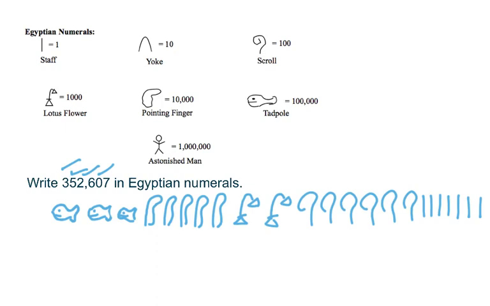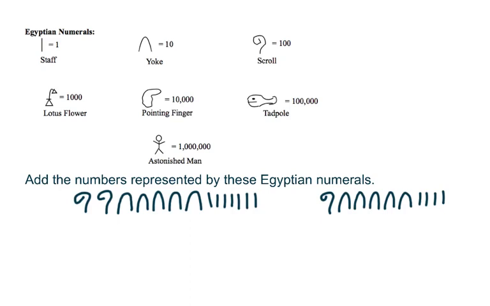I wonder what it would have been like to be a student in school in ancient Egypt and learning to do mathematics with these different symbols. What if, for example, you wanted to learn about how to do addition? Here are 2 Egyptian numerals, and we're going to talk about adding them.